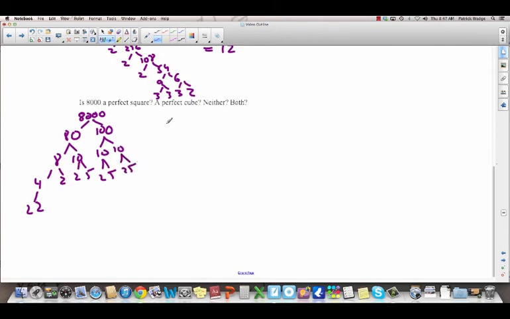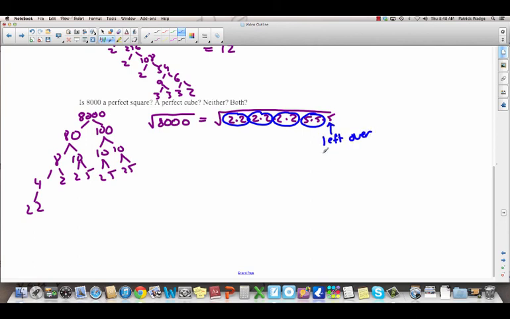So basically what we have is that 8,000, first of all, let's see if it's a perfect square. So 8,000 is the same as the square root of 1, 2, 3, 4, 5, 6 2s, 2 times 2 times 2 times 2 times 2 times 2. And how many 5s? 3 5s. 1, 2, 3. Times 5 times 5 times 5. So this is a square root. It's club 2. We need pairs. Pair, pair, pair, pair. Uh-oh, this thing's left over. Is this a perfect square? No, not a perfect square. Left over. Therefore, 8,000 is not a perfect square.